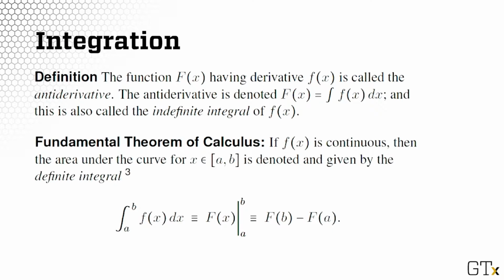This is the fundamental theorem of calculus. If little f of x is continuous, then the area under the curve over the interval [a, b] is given by what's called the definite integral from a to b of f of x dx. That's equal to, and this is notation, capital F of x evaluated at a and b, that's just the way you say it. This is equal to capital F of b minus capital F of a. That's the fundamental theorem of calculus.